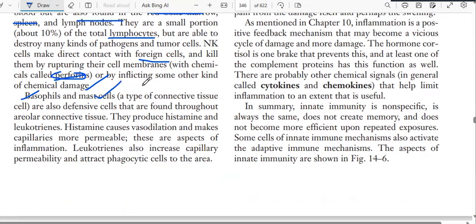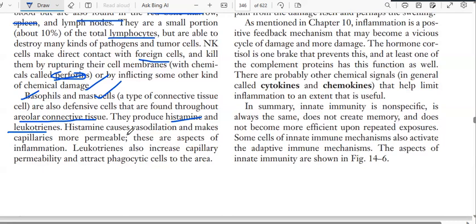Basophils and mast cells, a type of connective tissue cells, are also defense cells. They are found throughout the areolar connective tissue. So basically, they are found most in our respiratory tract. What will they produce? The chemicals they produce are histamine and leukotrienes.